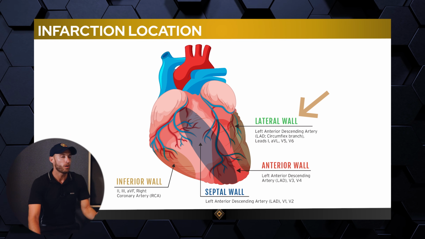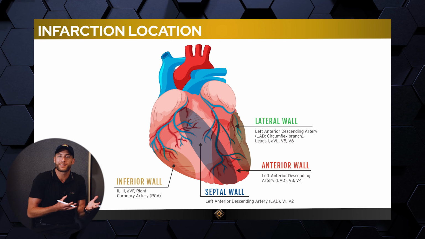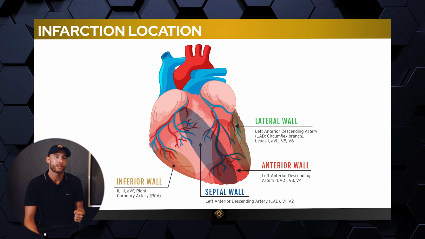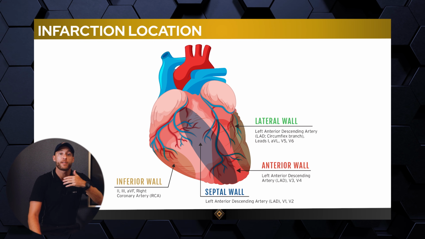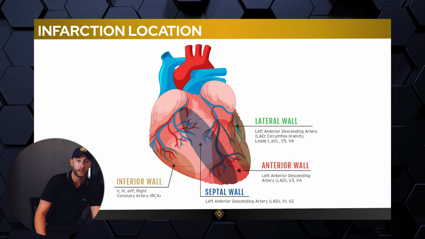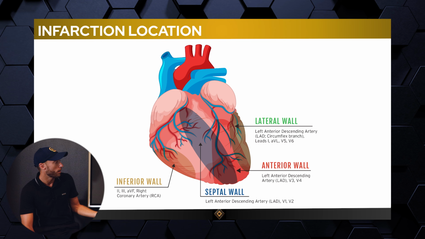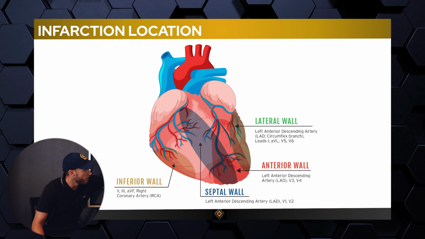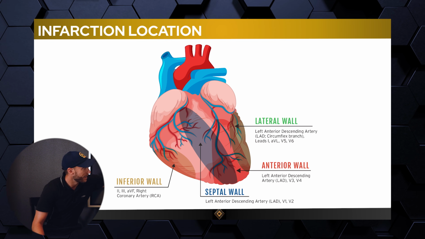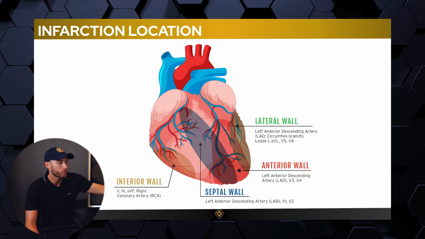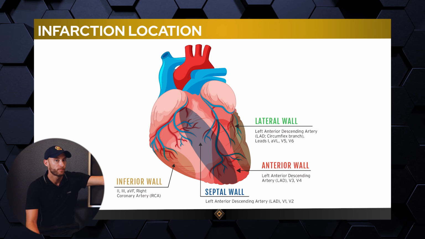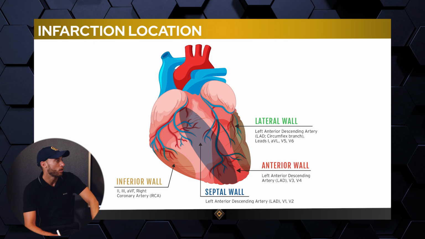And the lateral wall, well, the lateral wall is in 2 different places. The lateral wall is 1 and aVL, and the lateral wall is V5, V6, okay? Looking at high and low lateral wall. Now, with 1, aVL and V5, V6, yes, it's the LAD, but there's a branch of the LAD called the circumflex branch, and that's under attack in lateral wall MIs.